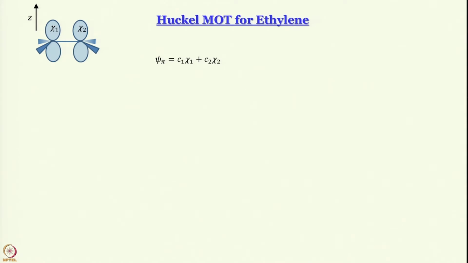Next, I should write the Schrodinger equation. I have not written it here, but I will write it and erase it again. So, essentially I write the Schrodinger equation: H (C1 chi1 plus C2 chi2) is equal to E (C1 chi1 plus C2 chi2). Then what do we do? First we left multiply by chi1, remember. So, what do you get?